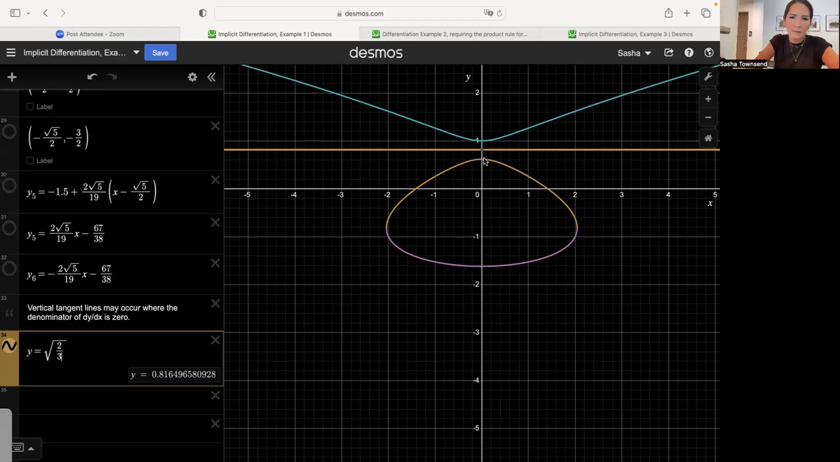But, oh, actually, no, that's the y value. That's a numerical approximation of the square root of 2/3, sorry. I'm having trouble figuring out what that y value is, although we could do it if we wanted to. It's just sort of beside the point when we're talking about implicit differentiation.